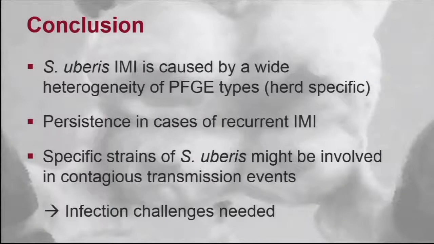Finally, to conclude, Strep uberis mastitis is caused by herd-specific subtypes, and there is persistence and contagious transmission may occur, but we cannot say why and what the key features are that a Strep uberis strain needs to persist. Therefore, we would be happy if there were infection challenges or further analysis with these strains in future to answer these questions.